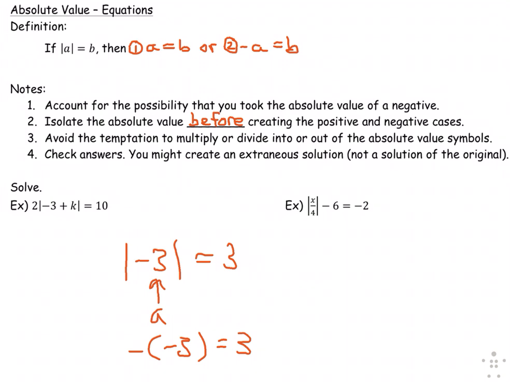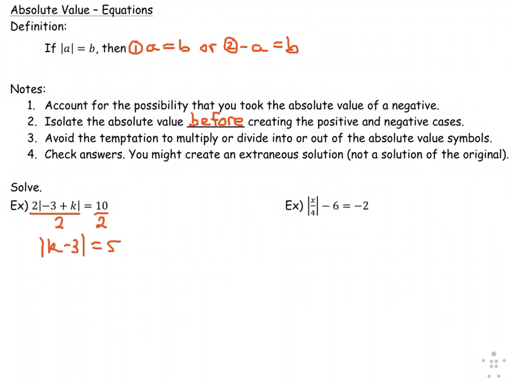So let's solve the first 2 examples. As I mentioned earlier, the first step is to isolate the absolute value by dividing the 2 to the other side. A couple notes: you can never distribute into an absolute value. You can never subtract out of an absolute value. You have to isolate first and then apply the definition with the positive and negative cases.